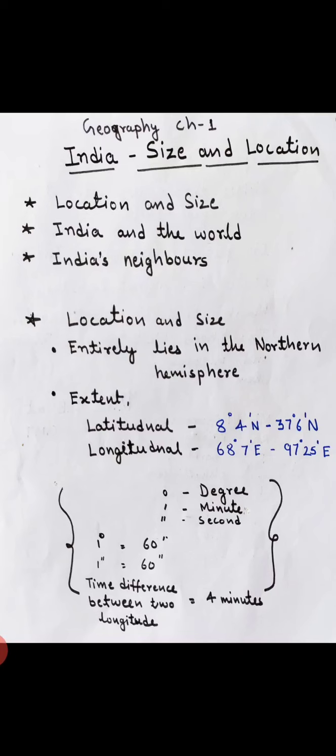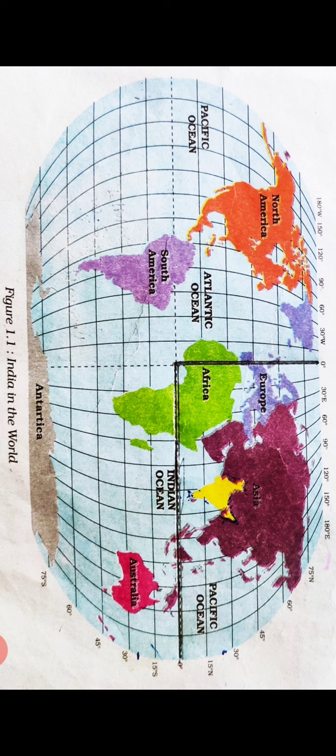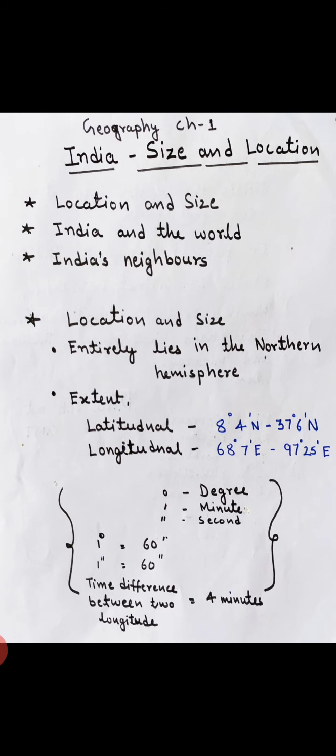India lies in the northern hemisphere as well as in the eastern hemisphere. As you are able to see in the map, India lies east of the prime meridian and north of the equator. So you can say that India lies in the northeastern part of the globe. The latitudinal extent of India is 8 degree 4 minute north to 37 degree 6 minute north, and the longitudinal extent is 68 degree 7 minute east to 97 degree 25 minute east.